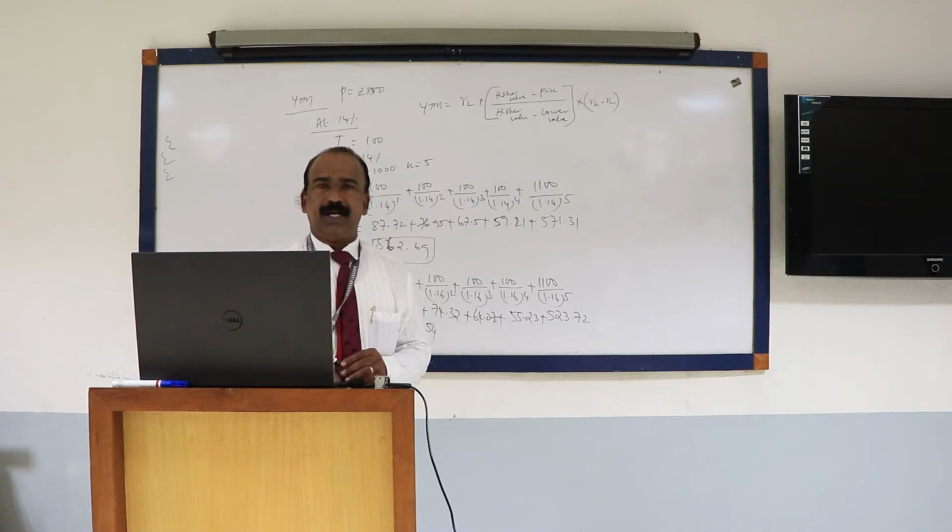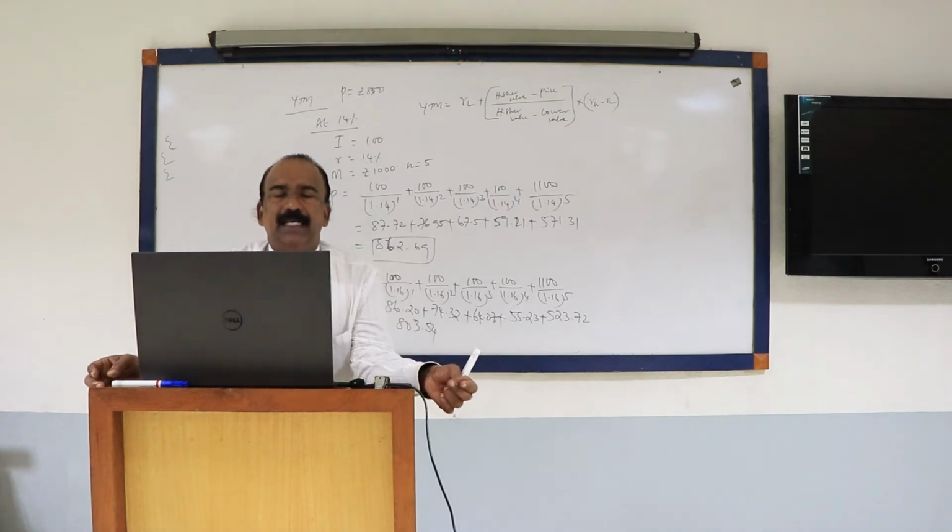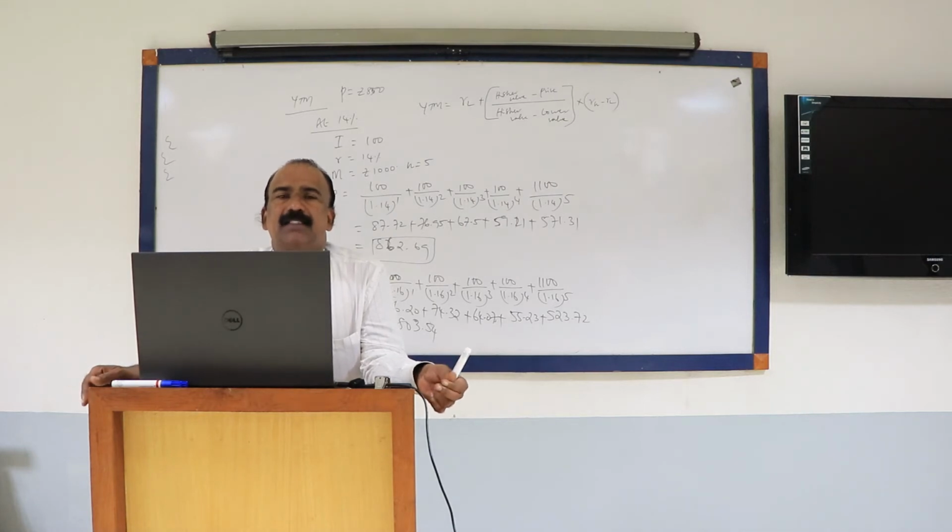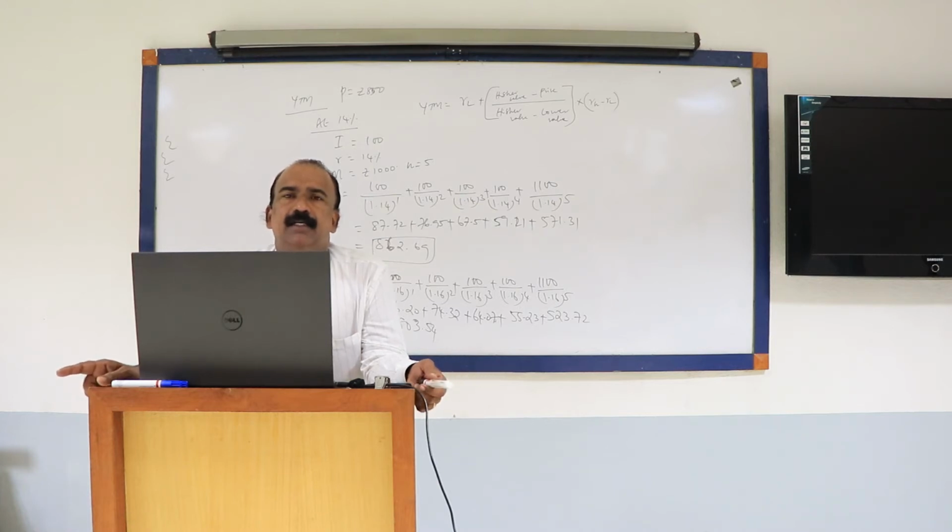I repeat, lower rate, that part of the board, sir. Yes, lower rate, kindly write: lower rate RL plus, put the bracket, higher value minus price, divided by higher value minus lower value, close the bracket, multiplied by RH minus RL, higher rate minus lower rate, RH minus RL.